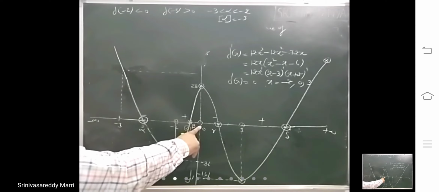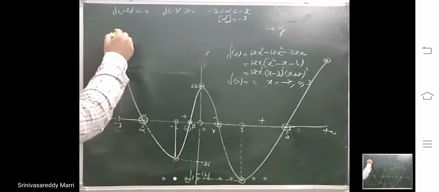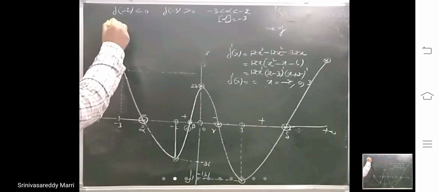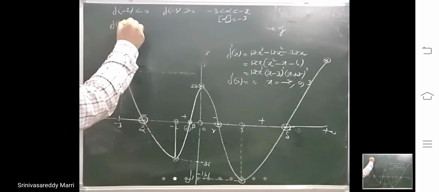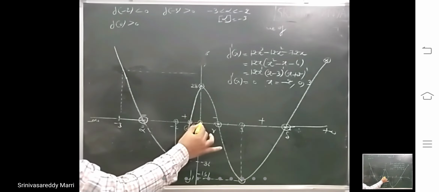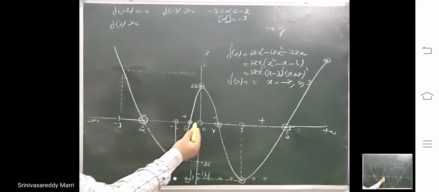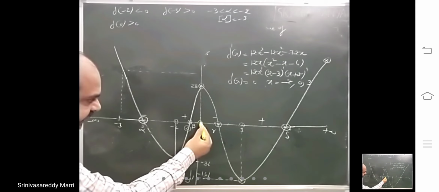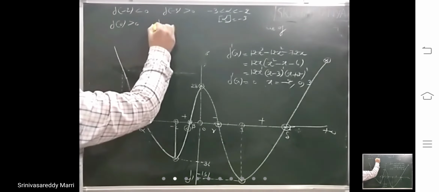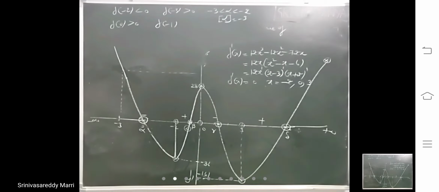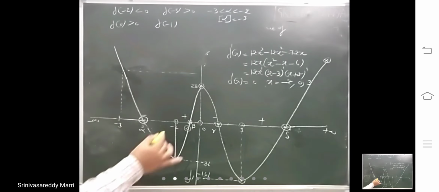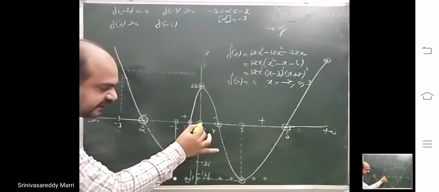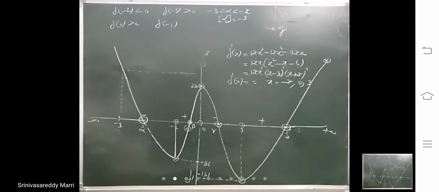f of 0 is positive. Look, f of 0 is positive, right? So to the left of 0, where is the integer? Tell me f of minus 1. The root lies between minus 2 and 0 actually, but let us find out f of minus 1. Is it positive or negative? Calculate that.